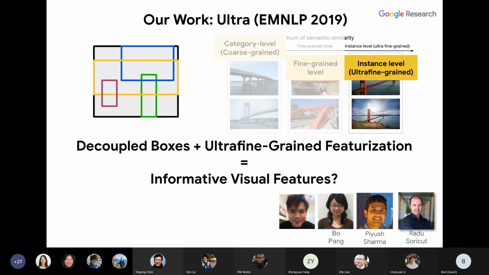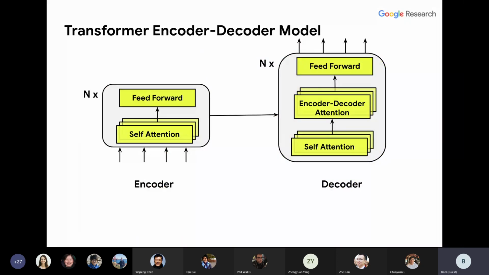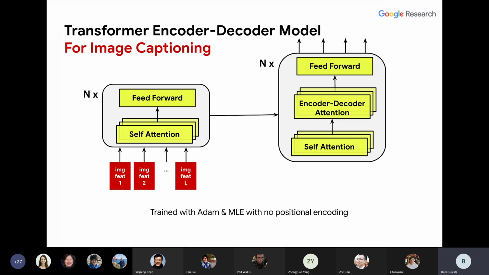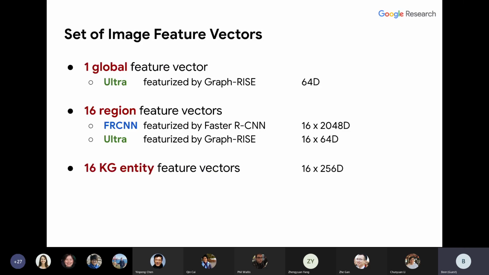All right, I just want to talk about this caption generator really quickly. This is basically just a transformer encoder-decoder model. If you know machine translation, you stack a bunch of transformer layers and translate one language to another, so that would be from text to text. For image captioning, you can just replace the input with a bunch of image features. In this case, I'm mainly going to compare FRCNN, which are the features you see from Faster RCNN, and Ultra, which is the thing I re-featurized with fine-grained semantic labels. Other things are kept the same, okay?